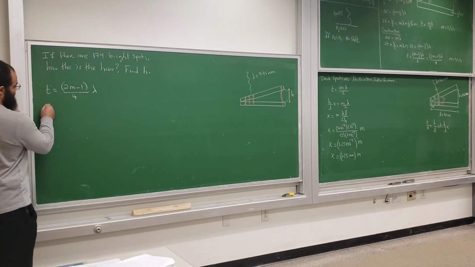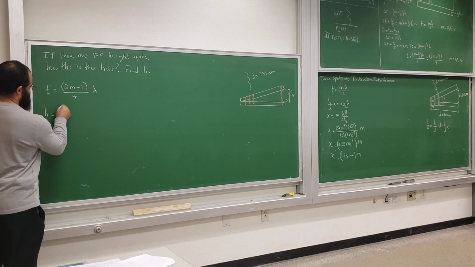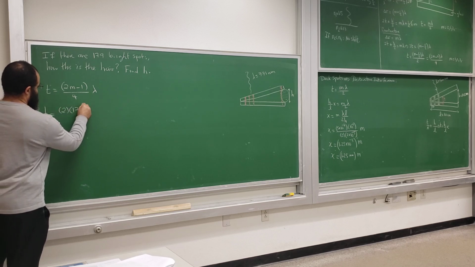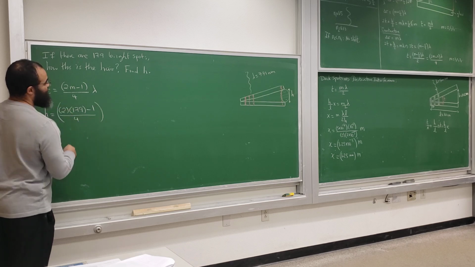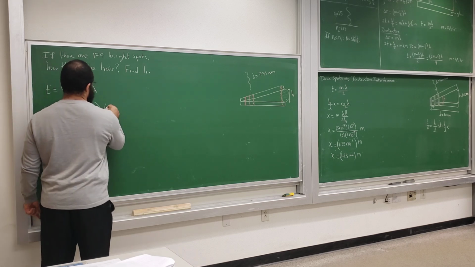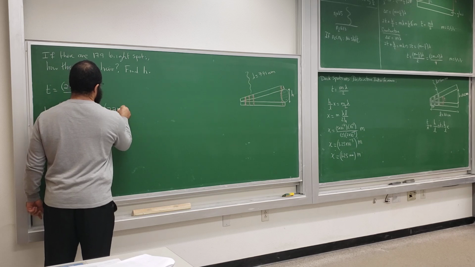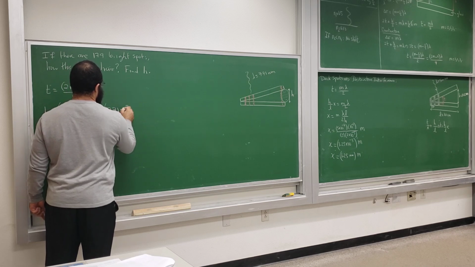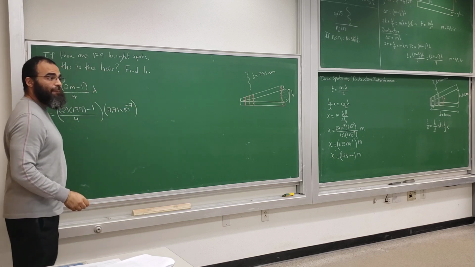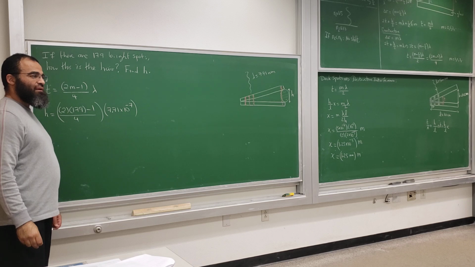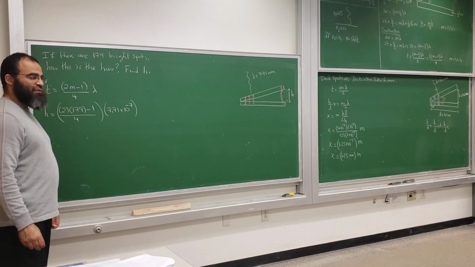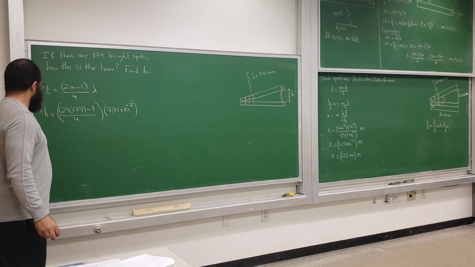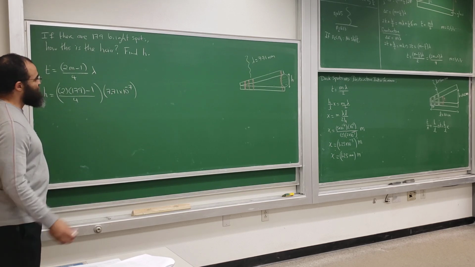So that means H will equal twice 179 minus 1 over 4 times lambda. And lambda is 771 times 10 to the minus 9, or 7.71 times 10 to the minus 7 meters. Could we use the dark spot one, but use 178 instead? You're going to get about the same, yes. Definitely, because they alternate.